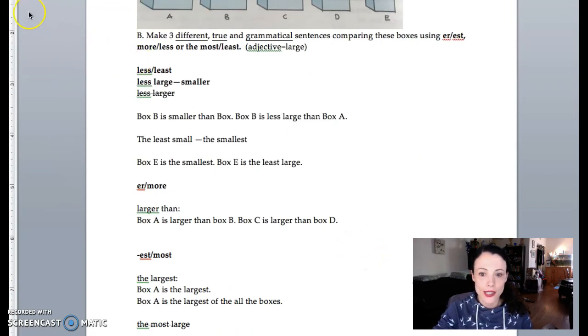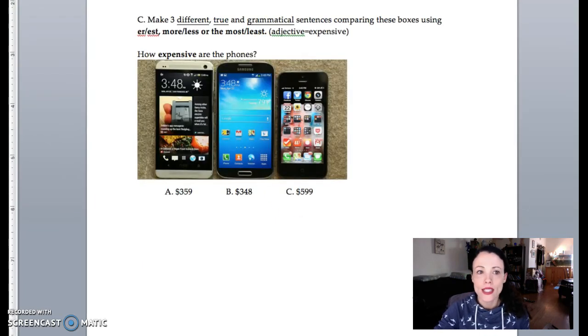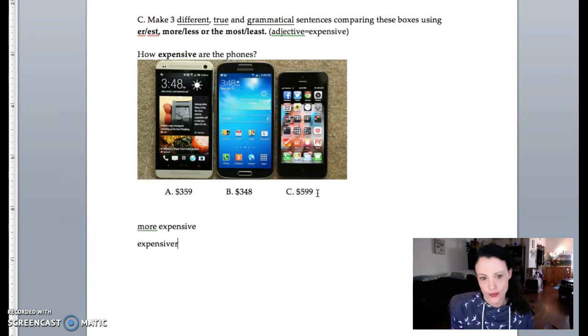All right, let's move on to your last question. The last question talks about expensive. How expensive are the phones? Well, expensive, expensive. How many syllables? 3, right? So, are we going to say more expensive, or are we going to say expensiver? Are we going to say most expensive, or are we going to say expensivest?